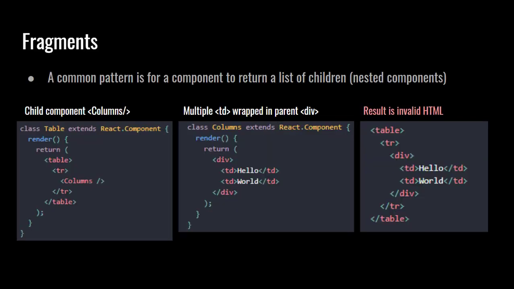Fragments. So a couple more slides. I'm almost wrapping this portion up because I already touched on fragments. It's pretty neat, to be honest. A common pattern is to have that list of children. So if you look, the child component here has the columns. You could have a table, and you need to wrap it. So multiple TDs need to be wrapped in the parent. You can't just return these TDs. You have to wrap it in the parent, which then totally results in invalid HTML, right? You have a table row, then you have the div tag wrapped around it, and then your columns. But you don't want that. You don't want excessive tags floating around.